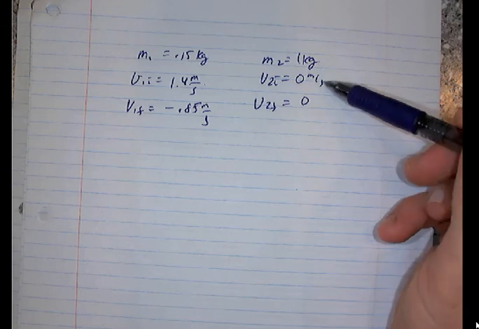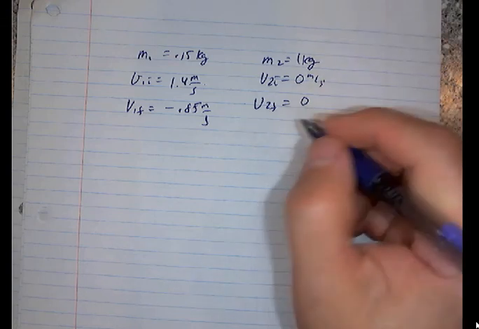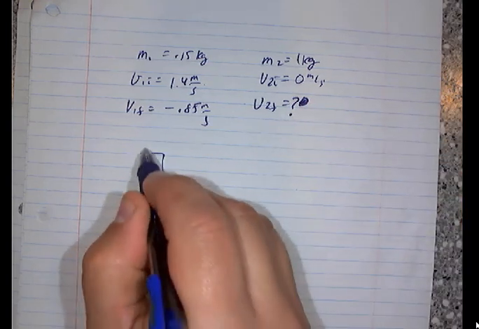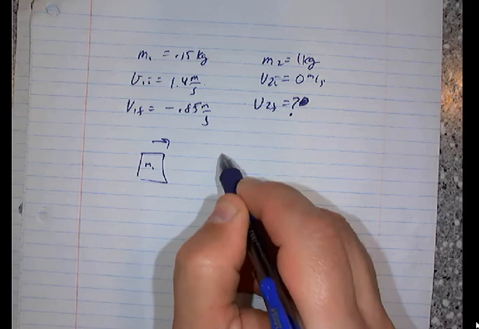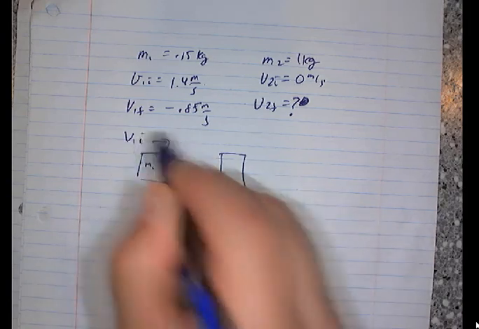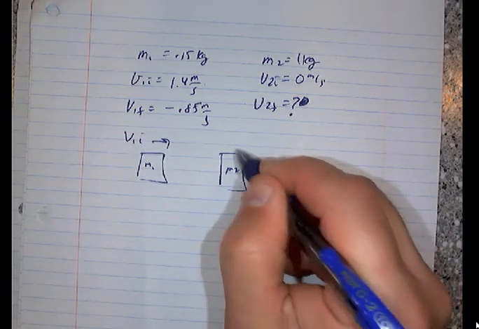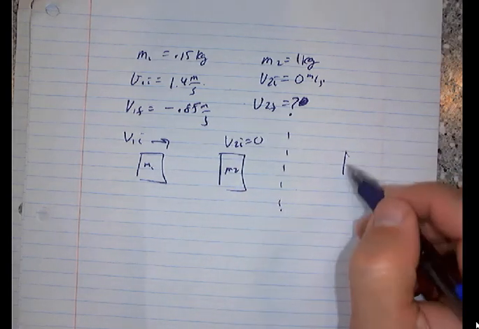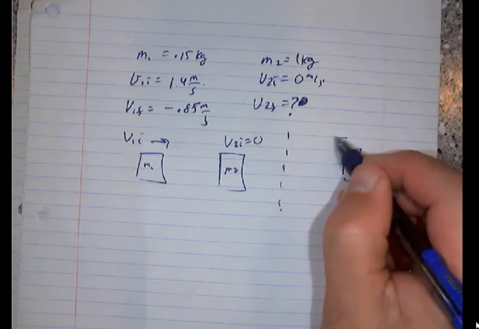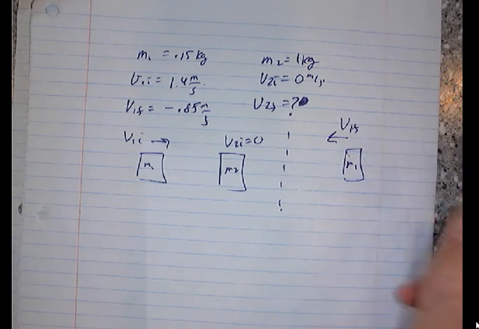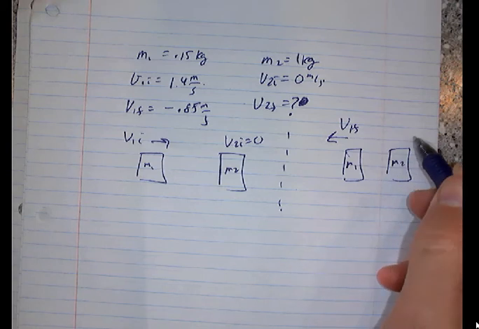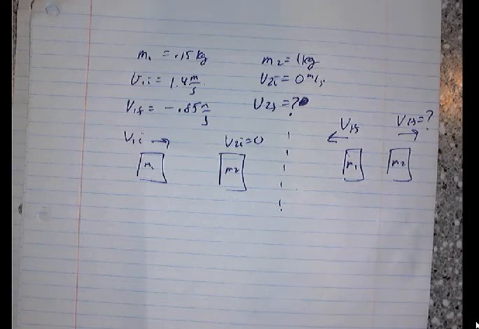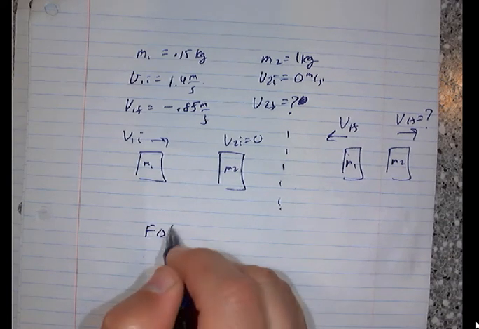Mass 2 is 1 kilogram. Initially it's at rest, so 0 meters per second. And then we want to know how fast this one's moving after the collision. So the picture is something like this. Here's mass 1 going this way with V1 initial. Mass 2 is here, initially at rest, and then after the collision, mass 1 heads back the other way with the V1 final. Mass 2 is going to go this way. How fast is it going afterwards? Okay, so here's the impulse relationship.